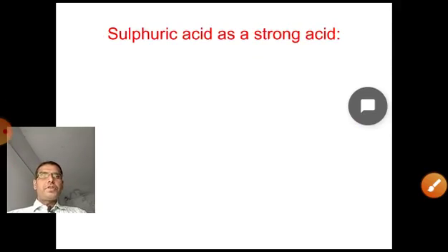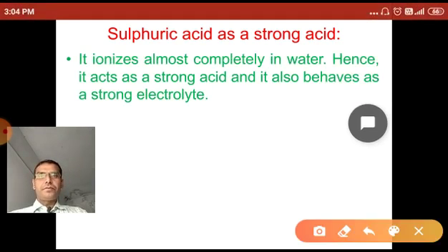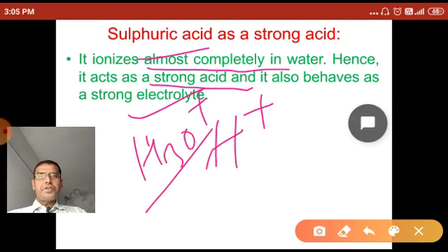Now sulfuric acid behaves as a strong acid because it gets ionized almost completely in water, hence it acts as a strong acid, and it also behaves as a strong electrolyte. So when sulfuric acid is dissolved in water, it gets completely ionized and produces a large amount of hydronium ion, H3O+, or H+ ion. So it behaves as a strong acid, and also as a strong electrolyte.